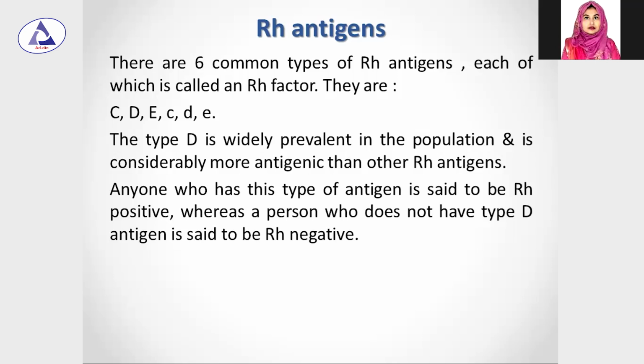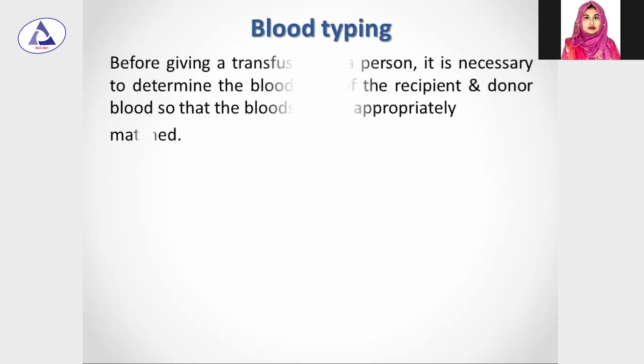Only antigens are present. How many types of antigen? 6 types, 6 common types of antigen. What are they? They are capital CDE and small cde. Mainly, type D is widely prevalent in the population, means generally type D present বা দেখা যায়। এবং কি করা হয়, who has this antigen, means type D antigen, is called Rh positive, and who doesn't have this antigen is called Rh negative. So simple. And another last one, then come to the blood typing and cross matching.